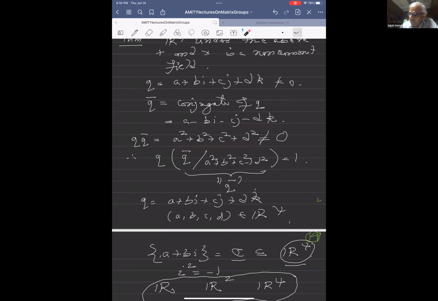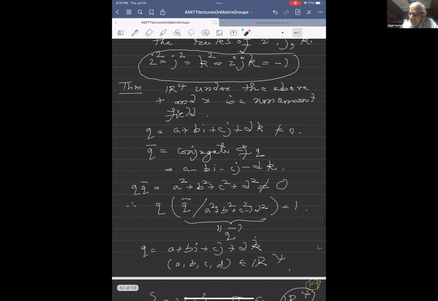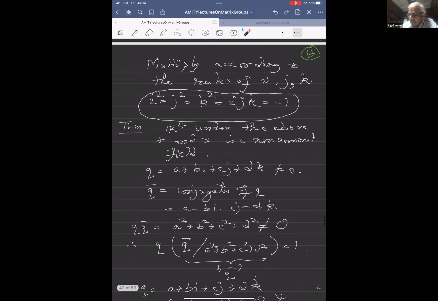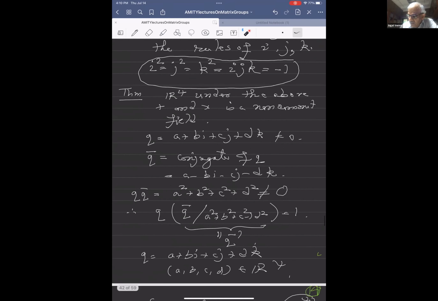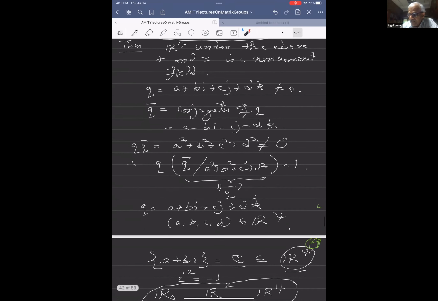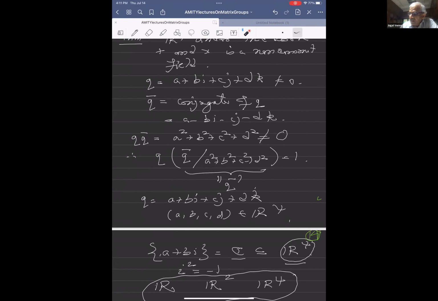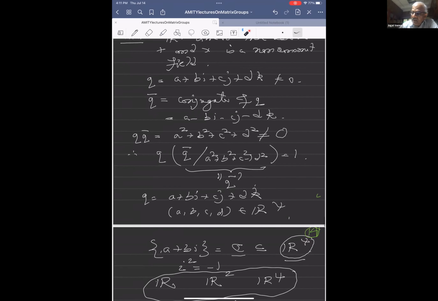And so if you divide Q bar by this real number, then Q times this is equal to 1, and therefore this is the inverse of this quaternion. So non-zero quaternions have inverses, but it is not a commutative ring, because i times j is not j times i. Otherwise, it is a field. Only the commutativity is violated in the algebra of quaternions. So we say the quaternions form a skew field. This terminology is used sometimes: that is when multiplication is not commutative, but all other axioms of a field are satisfied.